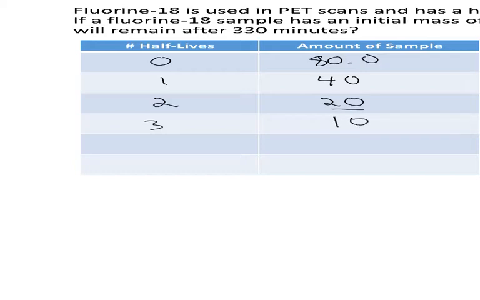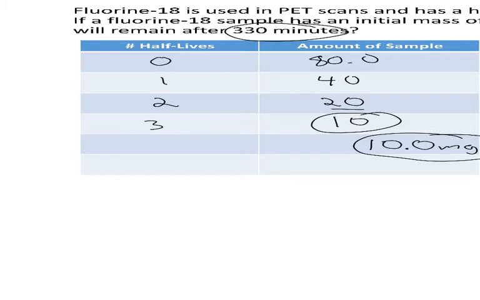And now I can stop, because the problem was asking how much will remain after 330 minutes. So I've gotten to 330 minutes, and I see that I'm going to have 10 milligrams left. What units we're using for the amount is going to be different each time. In this case, they gave us milligrams, so my answer is going to be 10.0 milligrams. All right, let's look at another example.